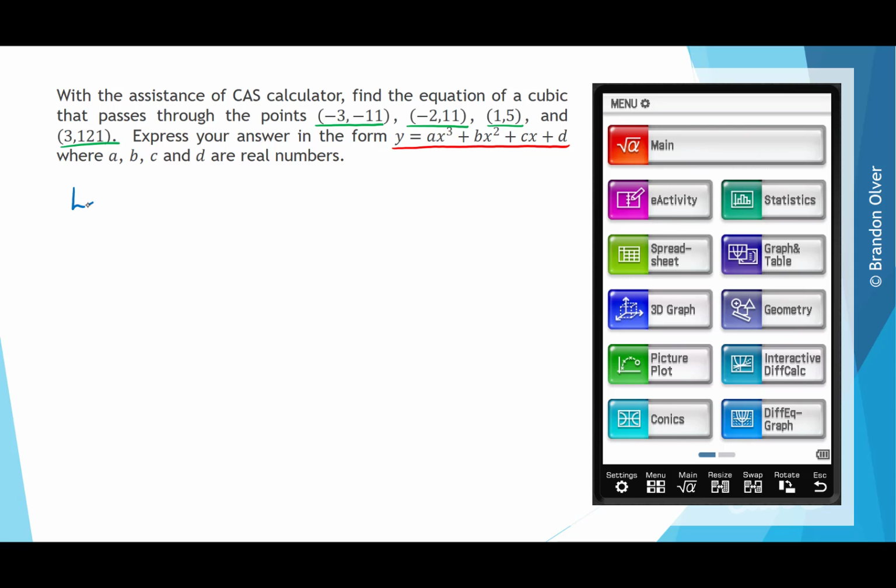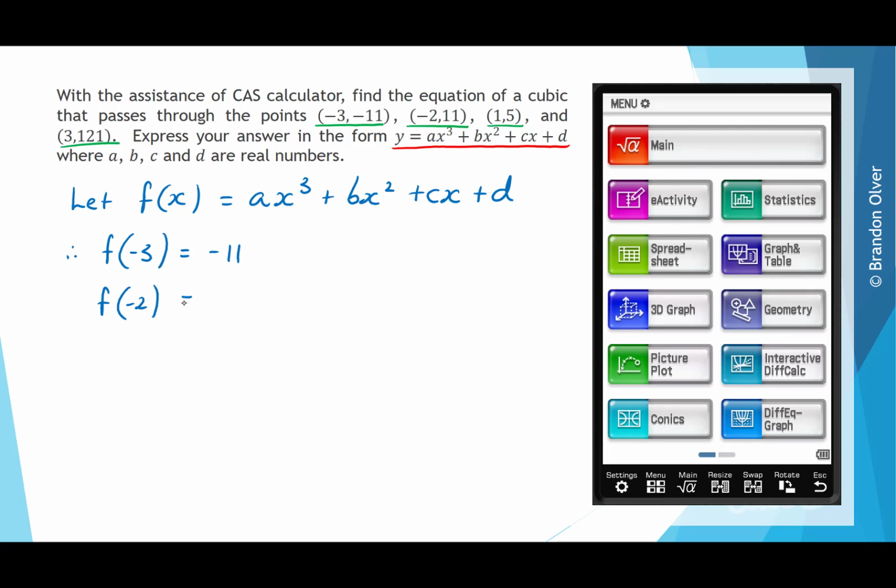For our working, we're going to let f of x equal ax to the power of 3 plus bx to the power of 2 plus cx plus d, and now we can use that notation in our working. Therefore, f of -3 is going to equal -11, f of -2 is going to equal 11, f of 1 is going to equal 5, and finally f of 3 is going to equal 121.